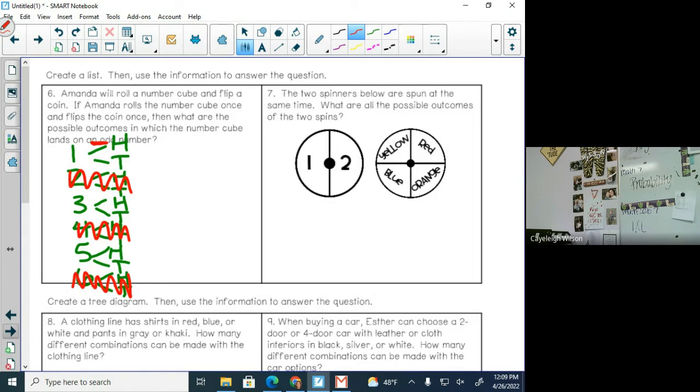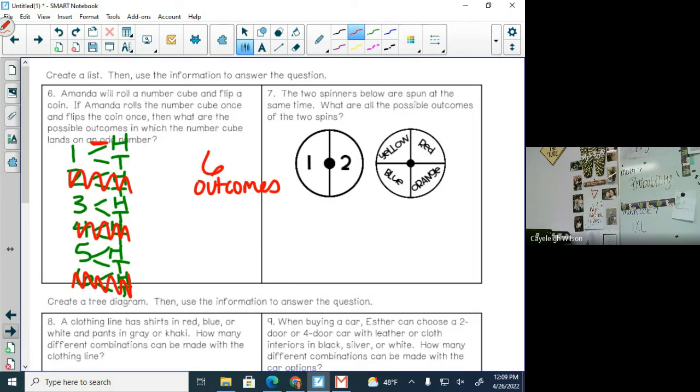How many outcomes is that? The odd number. 6. 1, 2, 3, 4, 5, 6. So 6 outcomes. Now, when I rolled that dice and flipped that coin, I could have gotten 1 and then heads, 1 and then tails, 3 and then heads, 3 and then tails, 5 and then heads, and 5 and then tails.